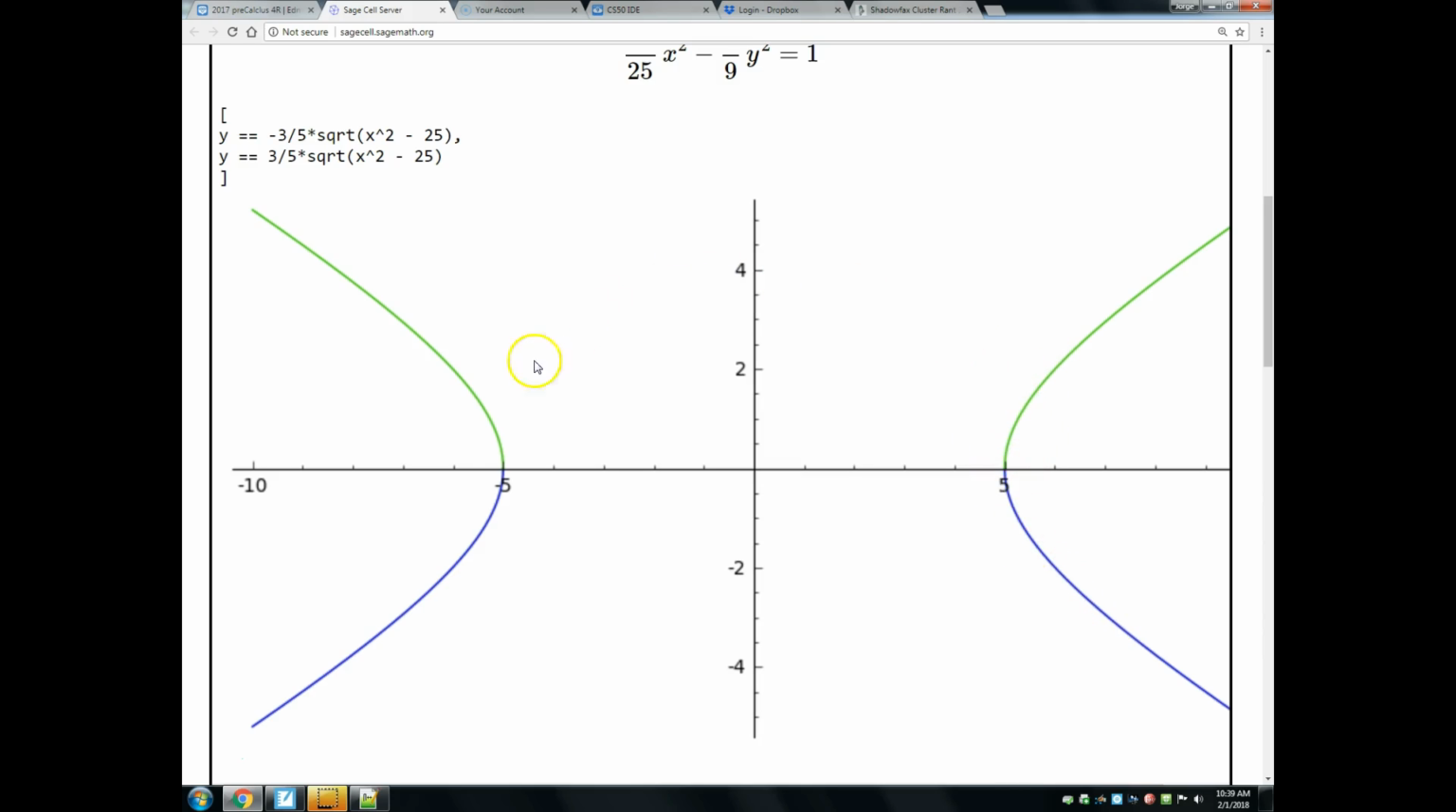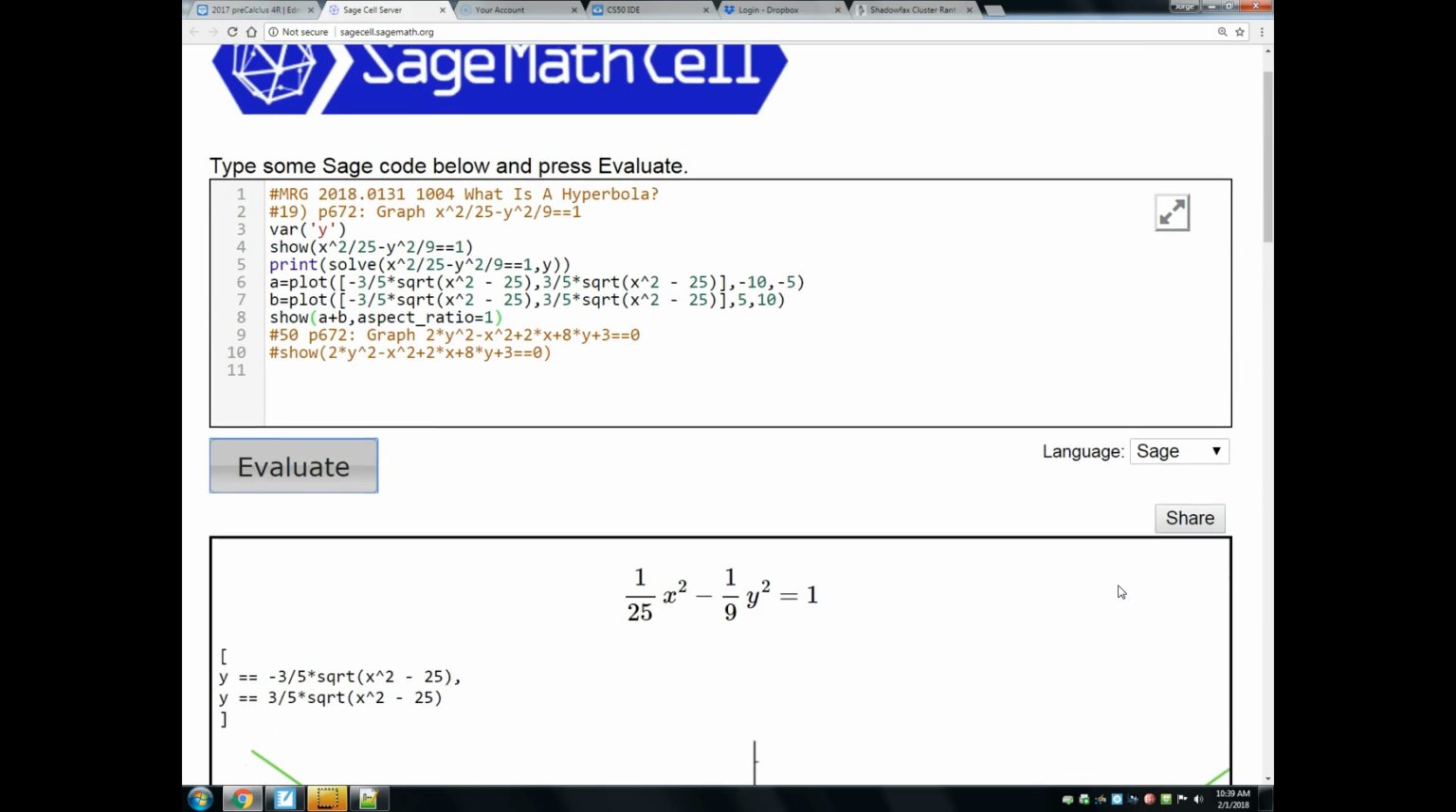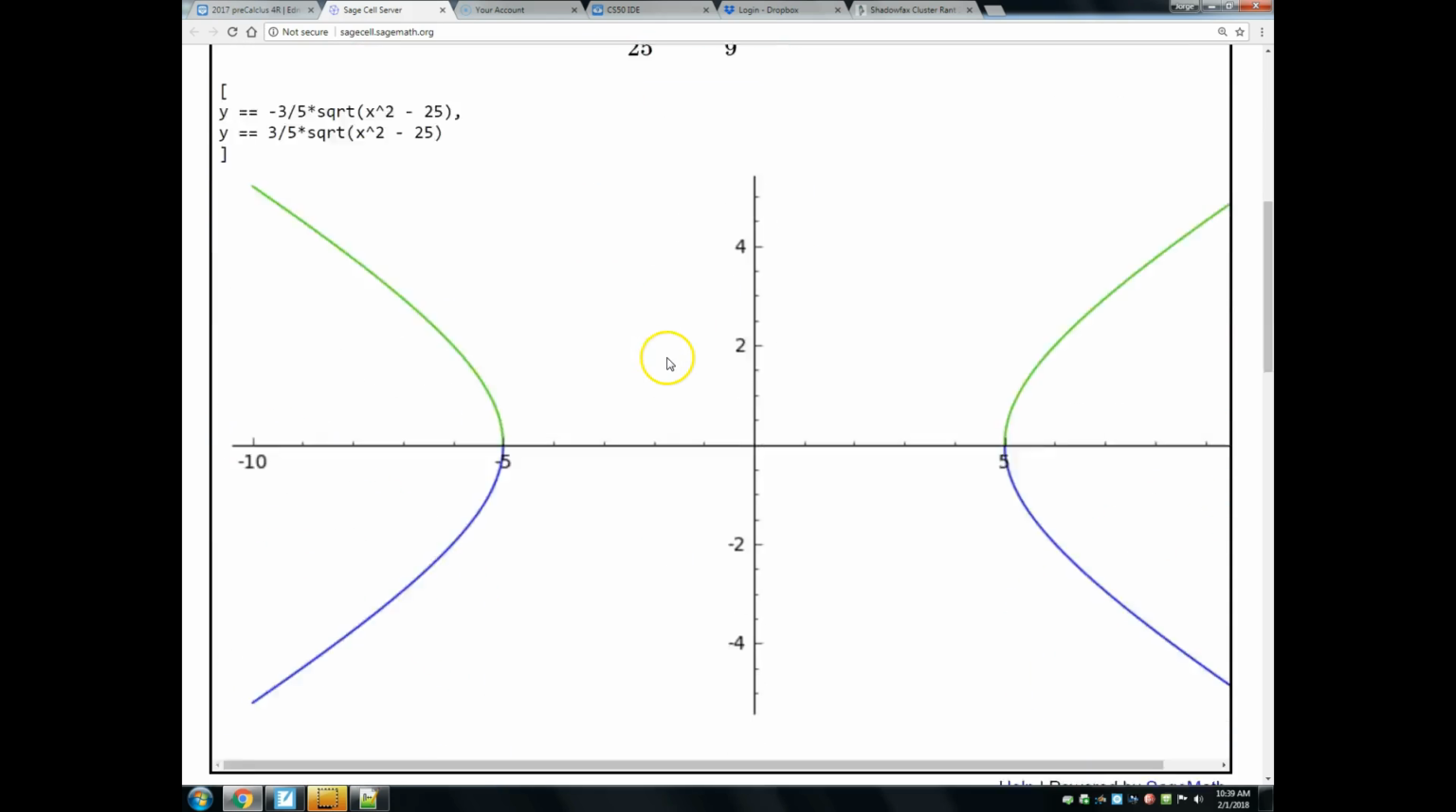So notice the green part, that's a function. The blue part, that's a function. But really graphing both as in one, that's one hyperbola, is all of this stuff that's not a function. But there you go. All right, so let's do the same thing for question 50 from the homework. So that's nice. I like that.